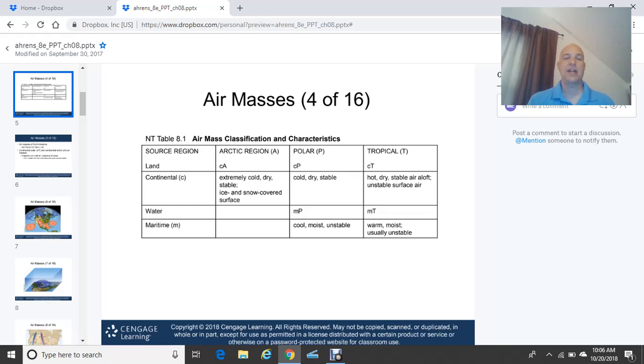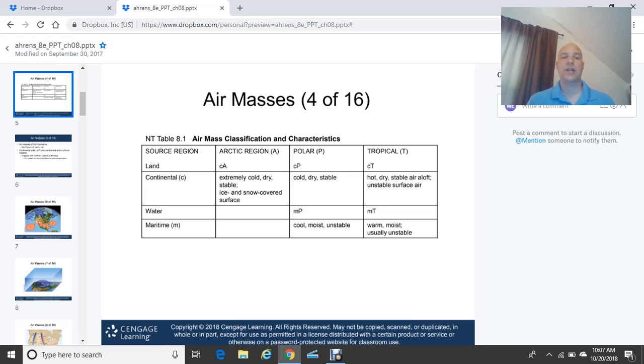Then you have source regions over land. For example, if I have an Arctic air mass forming over the land, that would be continental Arctic, abbreviated lowercase c, capital A. If I had an air mass forming over polar regions over land, it would be a lowercase c, capital P, or continental polar air mass. And if I had an air mass forming over hotter land, or tropical areas, that would be abbreviated as a lowercase c, capital T, continental tropical air mass.